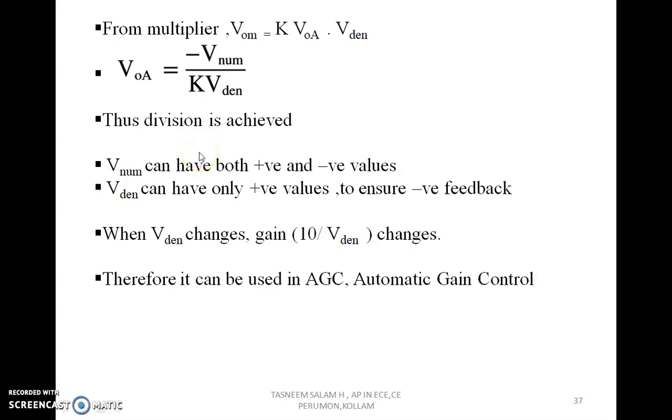So here we have Vnum. We can have both positive and negative values, but for Vden we can have only positive values. This is just to ensure the negative feedback. When Vden changes, the gain, that is 10 by Vden, also changes. That is, there is a change in gain. Therefore, it can be used as an AGC, that is automatic gain control.